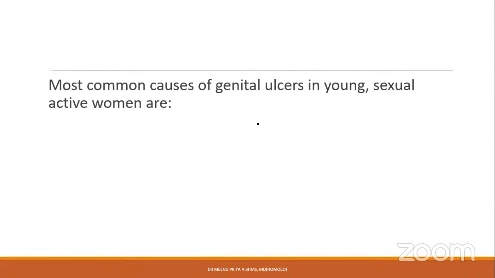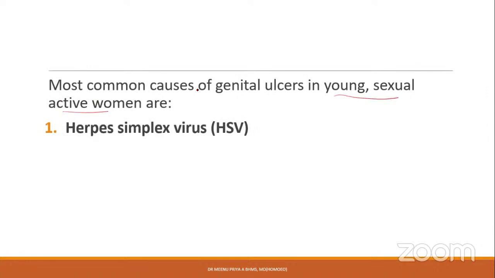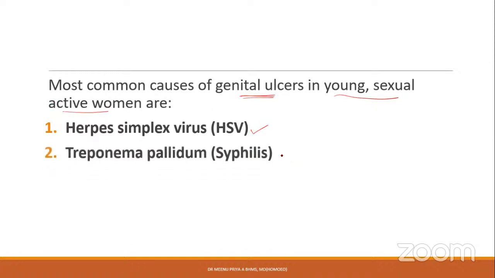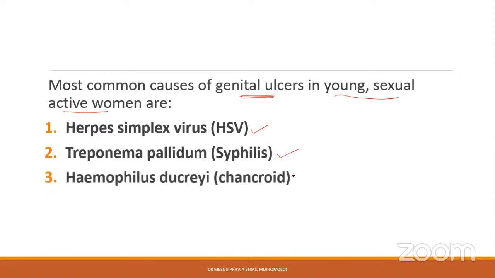And the most common causes of genital ulcers in young sexually active women: which are the causes? One is herpes simplex virus, HSV, then Treponema pallidum, that is syphilis, and then Haemophilus ducreyi, chancroid. In syphilis, we see a condition called chancre. So chancre is different from chancroid. Chancroid and chancre are totally different, so just remember this difference.